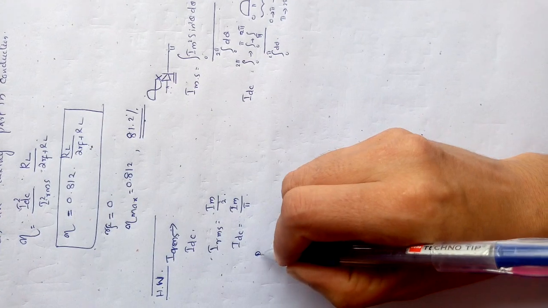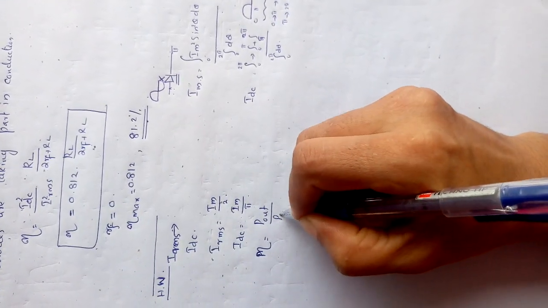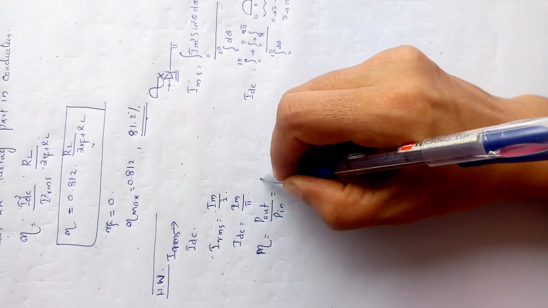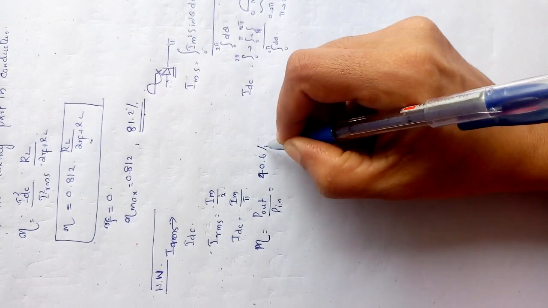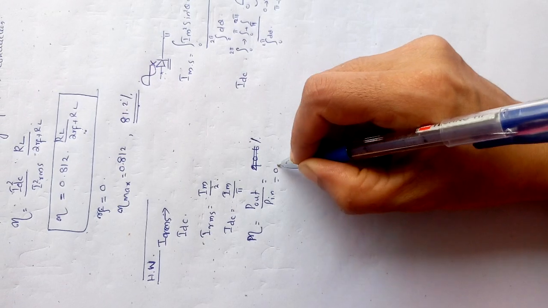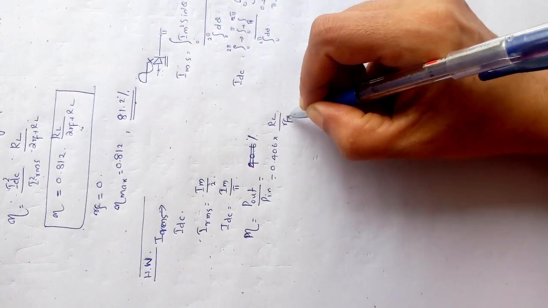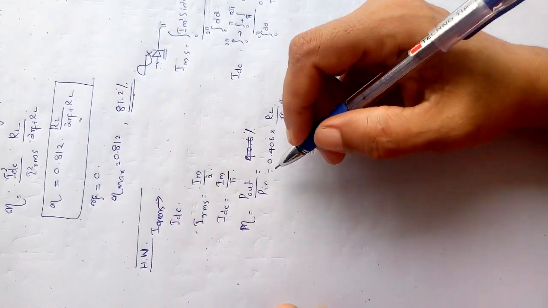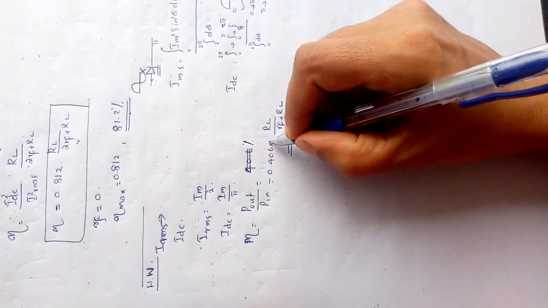Now substituting in the expression for efficiency, P out by P in, you will get the maximum efficiency as 40.6%, or 0.406 into RL divided by RF plus RL. That is the value of the efficiency, which you have to work out as an assignment and submit in the next class.